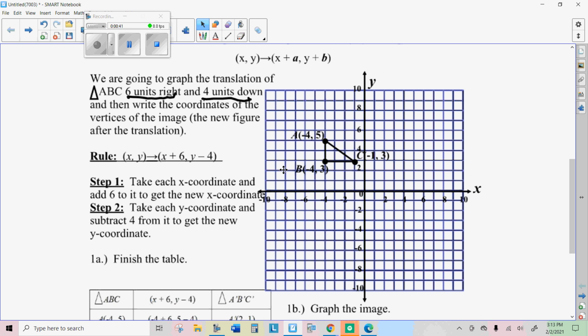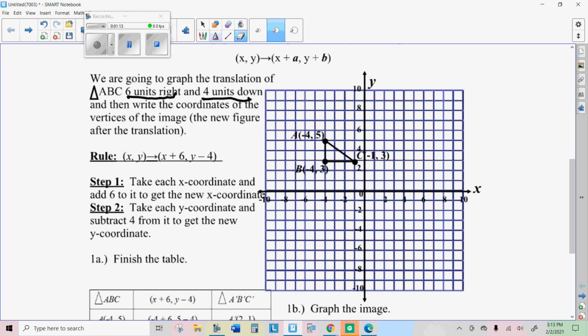Okay, so the point A, we're going to move it 6 units to the right, which I'll put in red here. You can just count the grid over 6, but that's going to put it right there. And then we're going to move it down 4 from there. So we're going to end up right there. And that's going to be my image of my original point A.